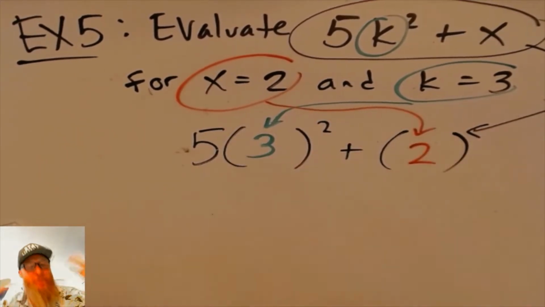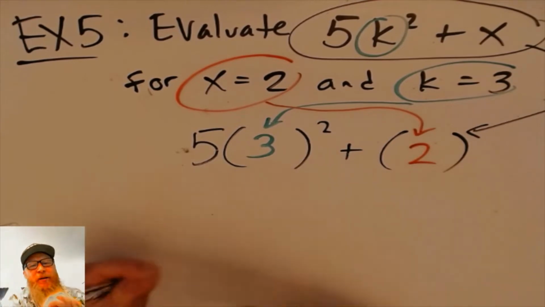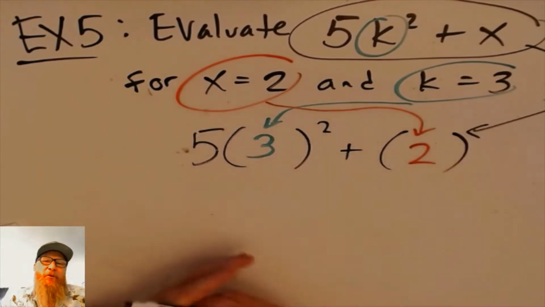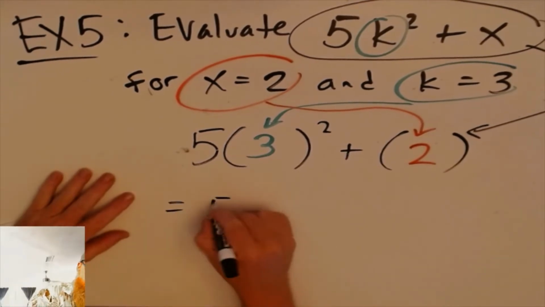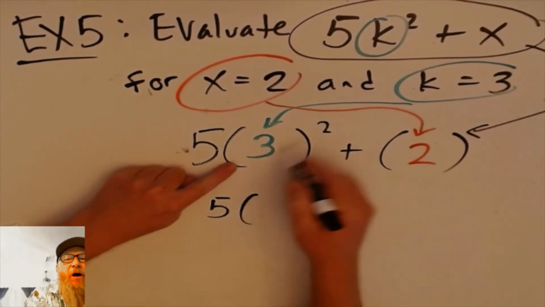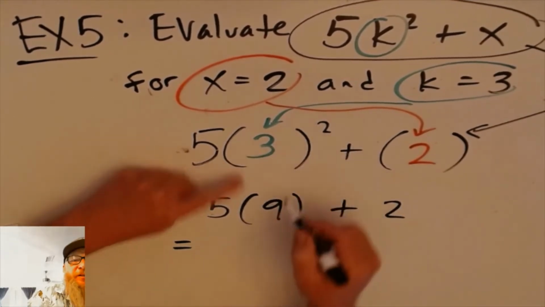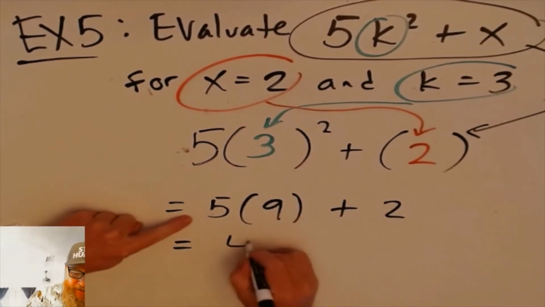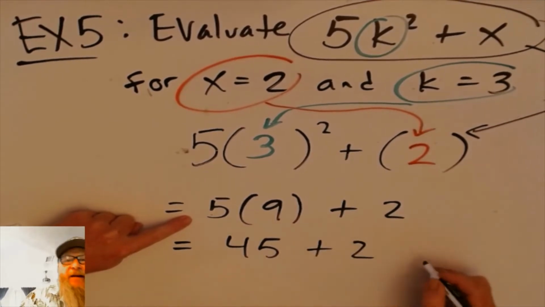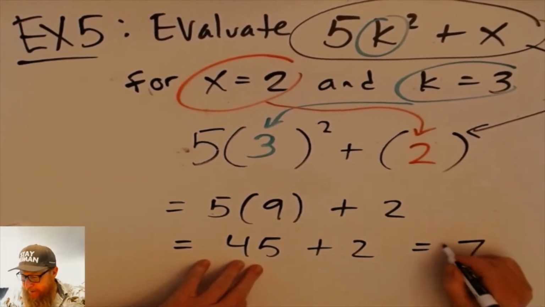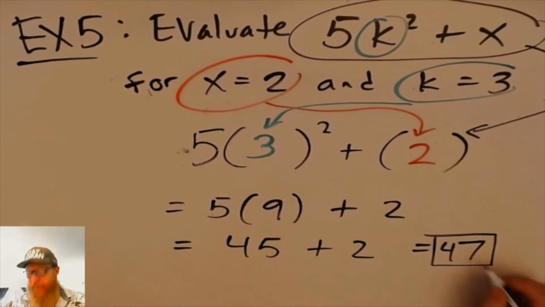You're going to get sort of in the habit of doing these problems, and usually they go in order, but sometimes the order is reversed. Remember to always follow the order of operations. So 3 squared is 9. 5 times 9 is 45. I'm running a little low on space, so I'll go over here and say 47 is my final answer.